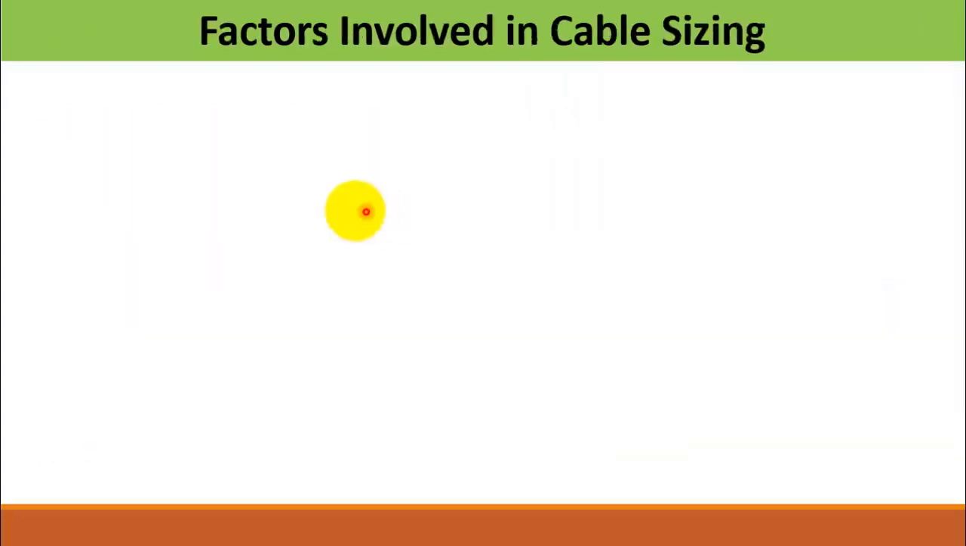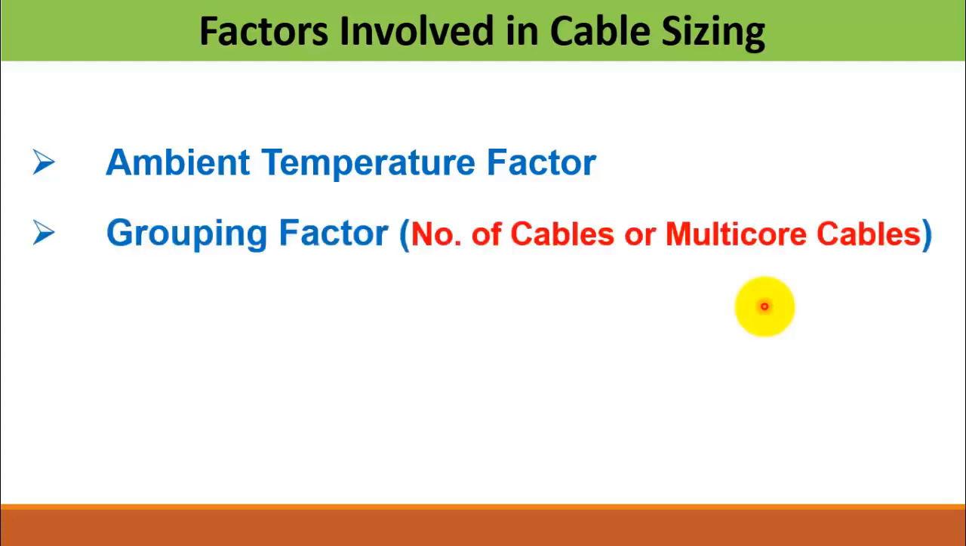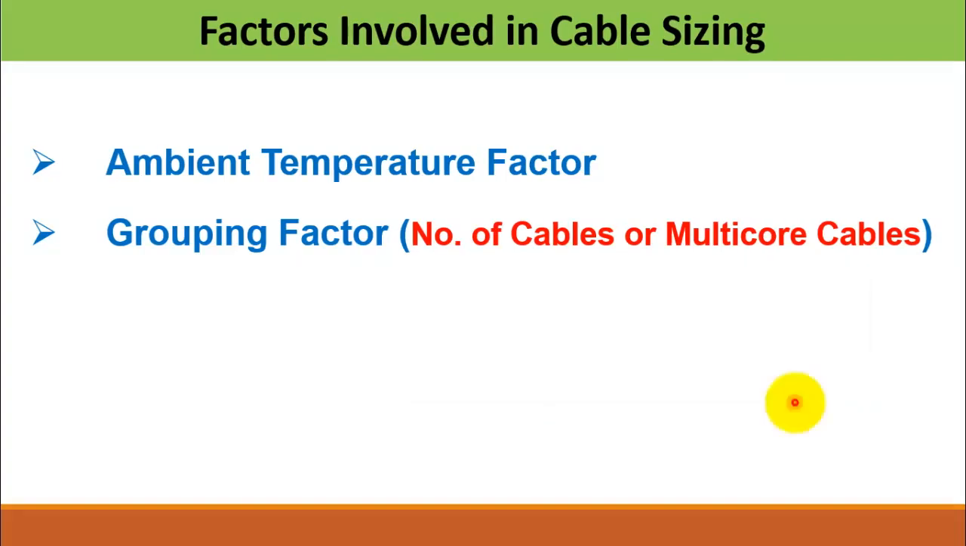First of all, let's see the most important factors to be considered while sizing the cable. Ambient temperature factor, which governs dissipation of heat from cable. Next is grouping factor. Each multi-core cable is one circuit. A group of 3 single-core cables is one circuit. Group factor is selected from the table based on total number of circuits.